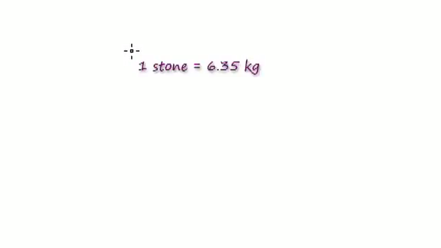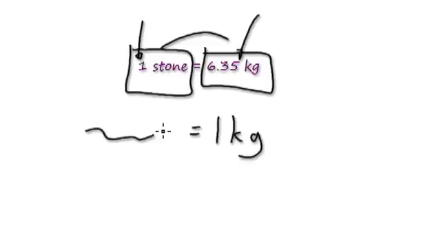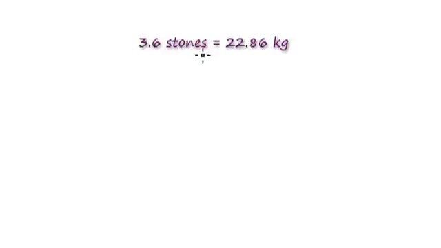When you're trying to convert units from one to the other, you don't always need this to be the number 1. You don't always need whatever equals 1 kilogram here. It will still work. So for example, let's say you're given something like this: 3.6 blah blah blah equals 22.86 blah blah blah. The question is, how many stones would that be in, let's say, 87.9 kilograms?